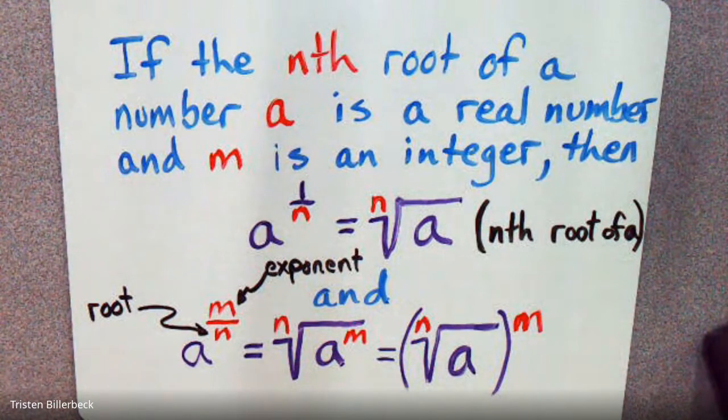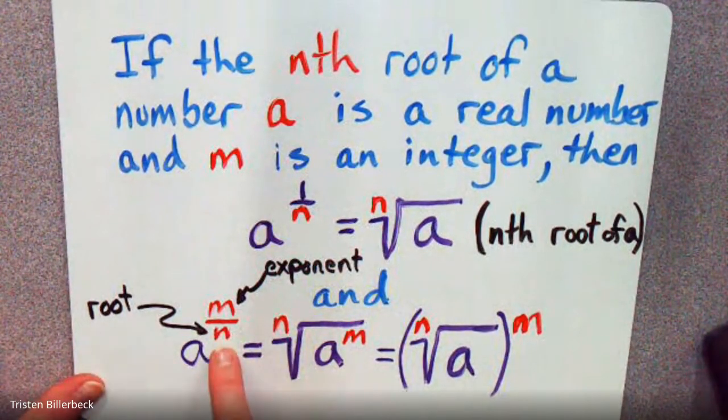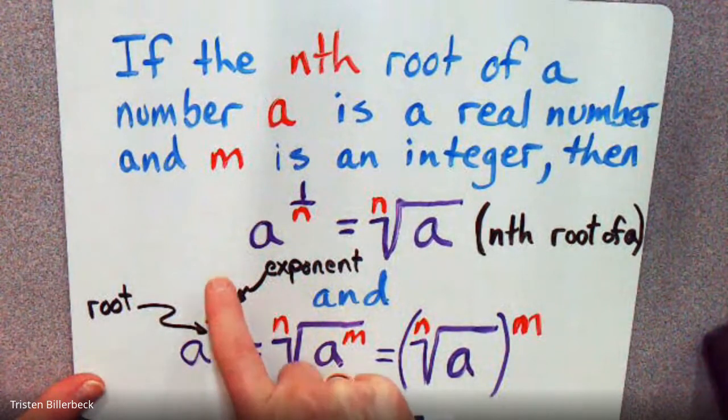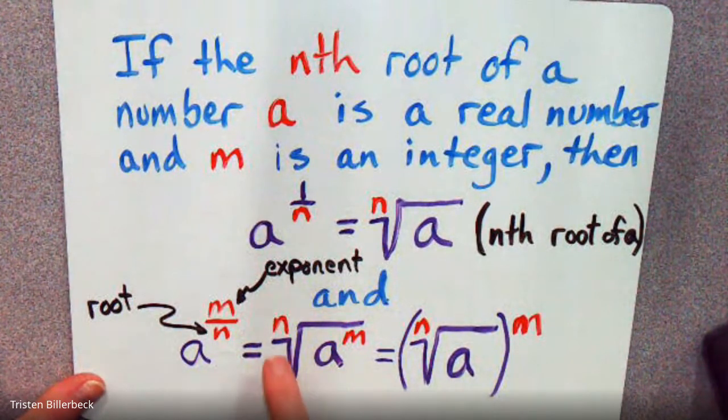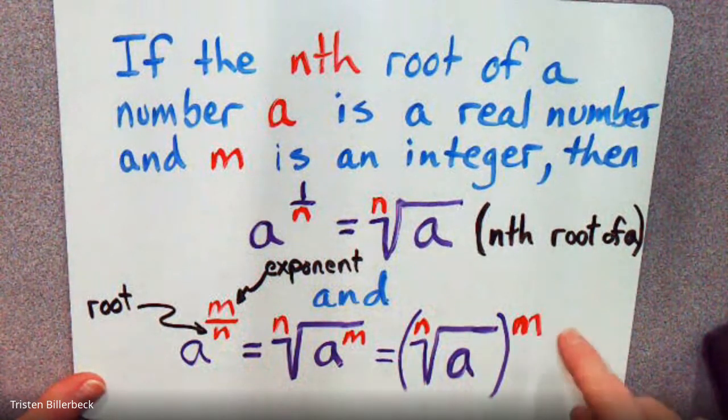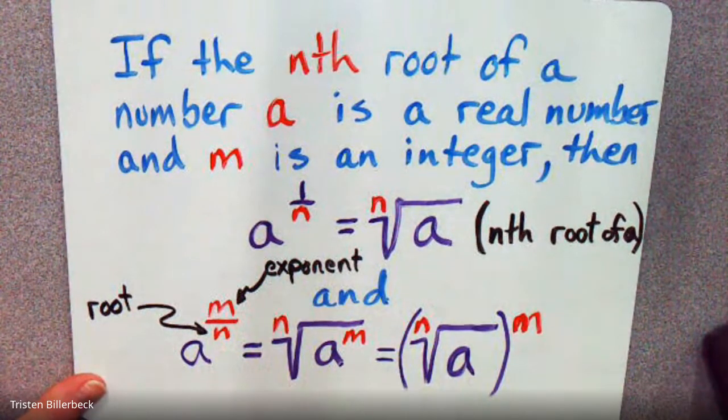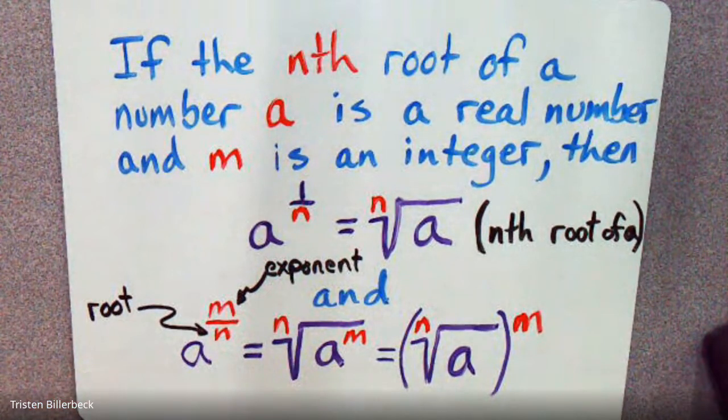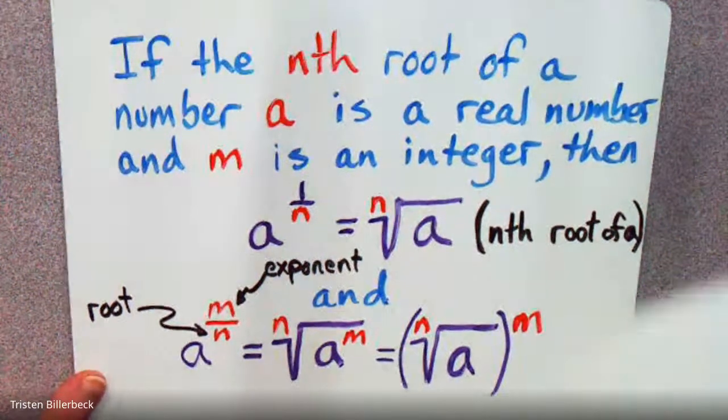So if I have an exponent m with the root n, so I have a to the m divided by n, then that's the nth root of a to the m. Or I could write this in a different way. I could write the nth root of a with parentheses to the m. So there's a few ways to write that. So it all means the same thing. So let's get into some problems.